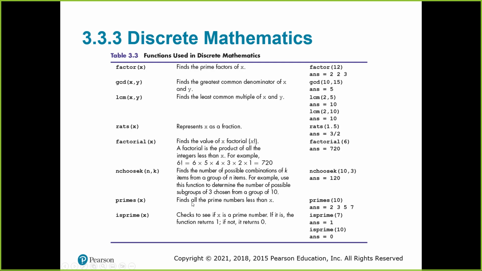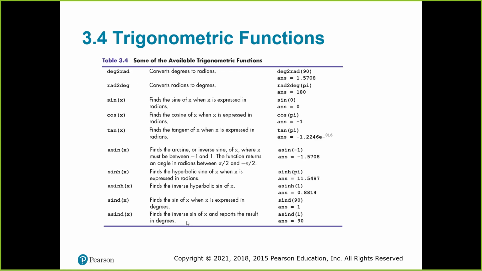And primes tells you all the prime numbers less than x. So if you put 100 in here, it'll give you all the prime numbers between 1 and 100. And then if you want to see if a number is prime, you can just use isprime. Cool, right? And then trigonometric functions.